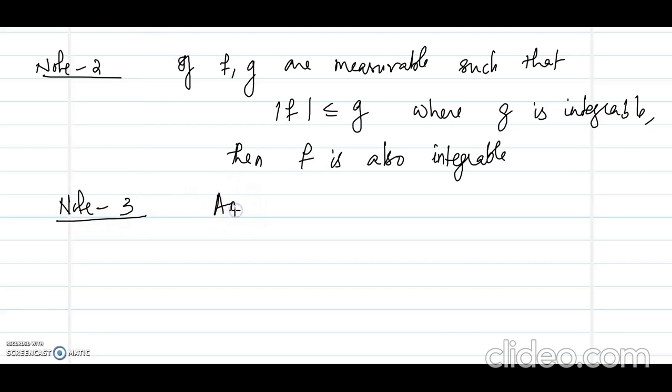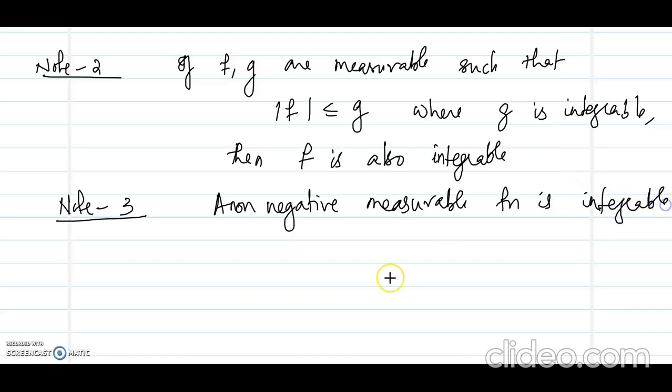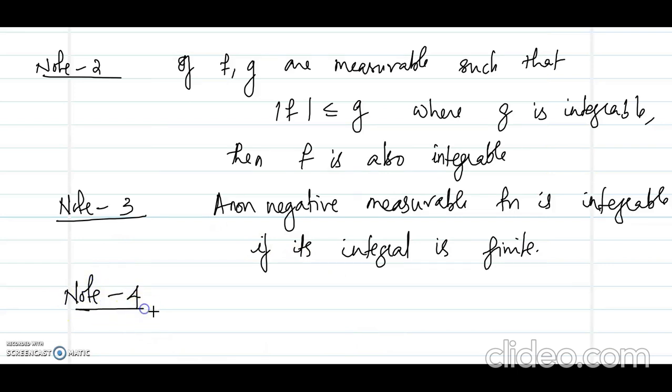A non-negative measurable function is integrable if its integral is finite, which we have already seen. That's the definition of integrability. Integral finite ആയാലാണ് നമ്മൾ function integrable ആണെന്ന് പറയുന്നത്. Then we'll use all this in problems.